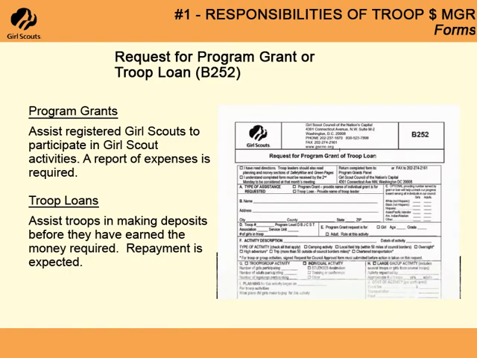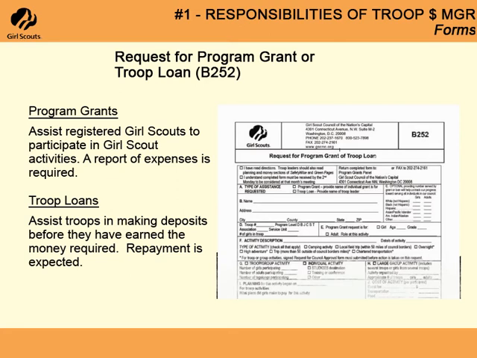An additional form to note is a request for program grants or troop loans, a B252. Program grants provide assistance for registered Girl Scouts, girls or adults, who need assistance to participate in Girl Scout activities. Grants can be requested for troop trips or for individual activities such as destinations.